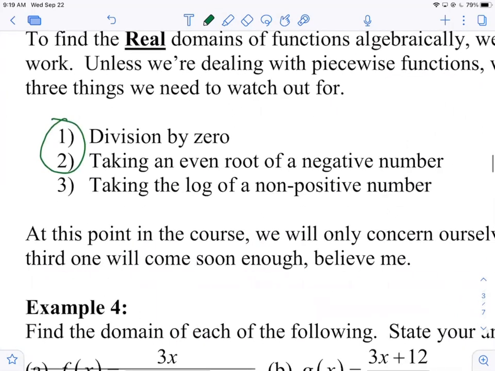There is a third one later on when we study logs. We can only take logs of positive numbers. Okay? So we'll cross that bridge when we get there. So right now, can you remember 2 things? Division by 0 and square roots, 4th roots, even roots of a negative number. You can remember that, right? 2 things. Not 3 things, just 2 things, right?